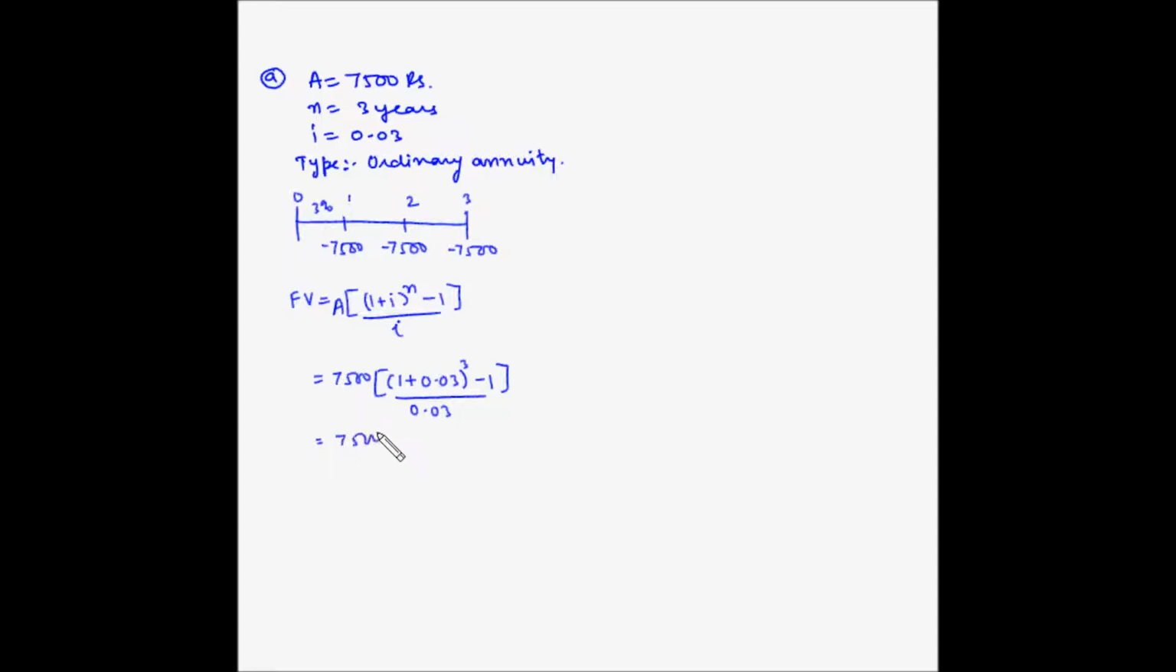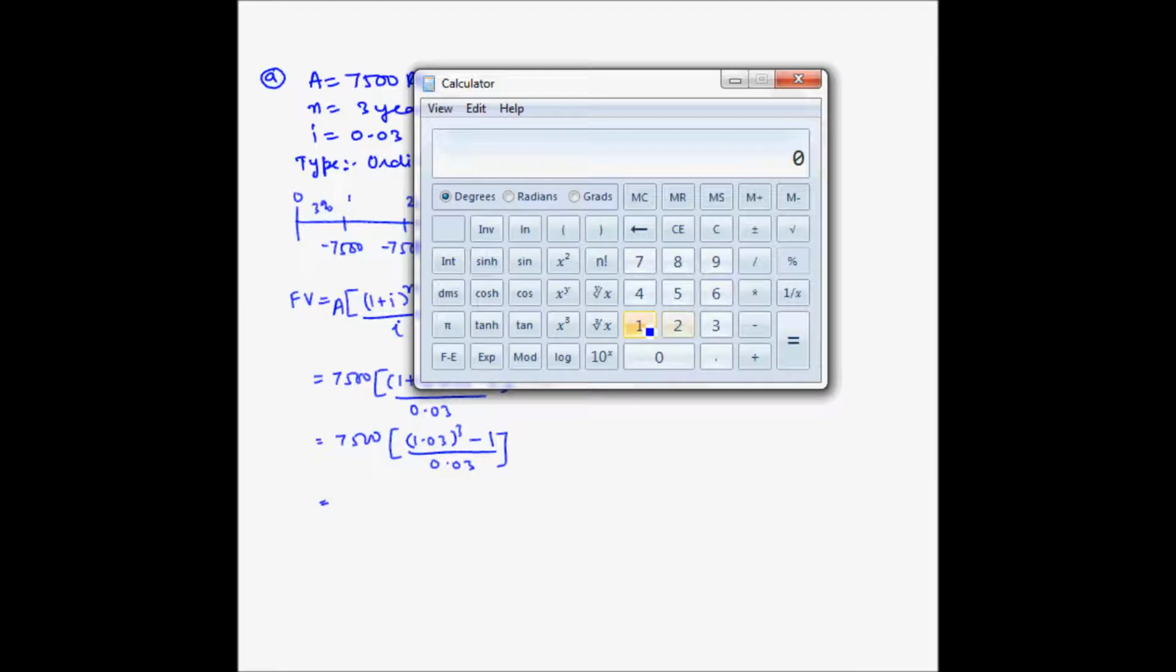So this is 7500 into (1.03 cube minus 1) divided by 0.03. Let me pull my calculator here. So 1.03 cube, minus 1, divided by 0.03, and multiplied by 7500. So this will give a future value of 23,181.75 rupees.